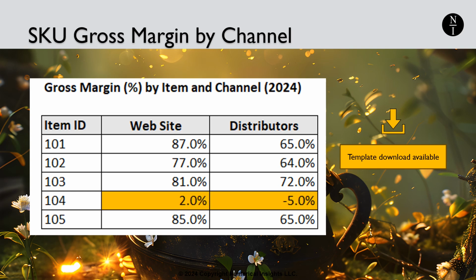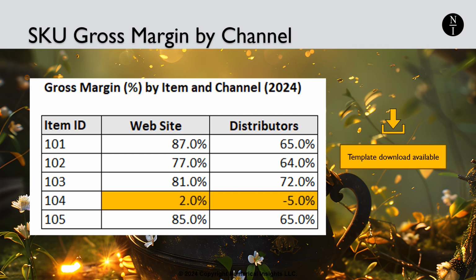We can see that an issue exists with item 104, both on the website and in the distribution channel. The distribution channel is certainly a profit leak. While the website margin isn't negative, it is certainly so small that it's not contributing to your bottom line in a good way. So now, what do we do?